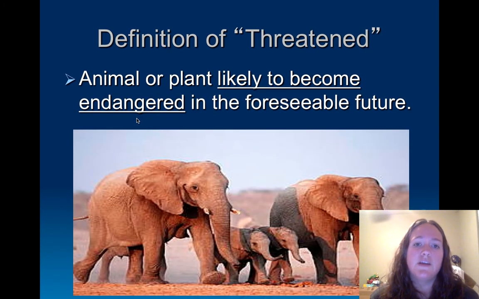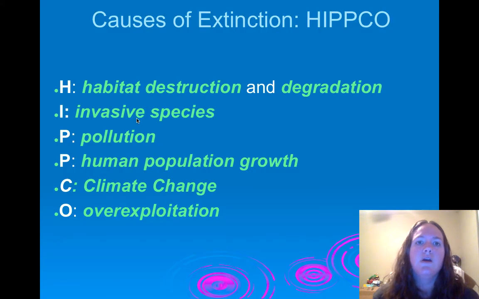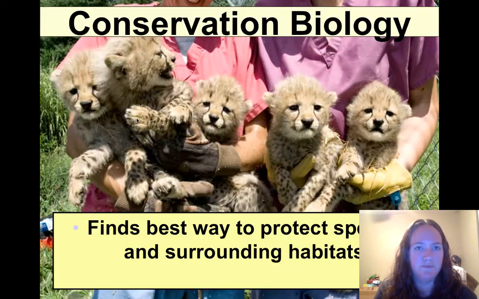The definition of threatened is an animal or plant that is likely to become endangered in the future. So the African elephant, for example, is threatened. It's going to probably become endangered soon, mainly because of hunting and poaching, unfortunately. What are some causes of extinction? If you can remember HIPCO, that will help you remember some causes of extinction. So habitat destruction, invasive species, what we talked about in Unit 2, pollution, human population growth, climate change, and overexploitation are all things that are threatening species, mainly all human related.